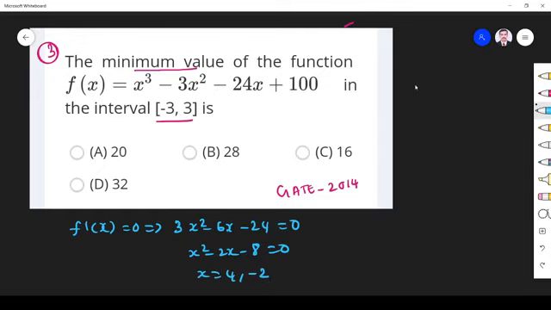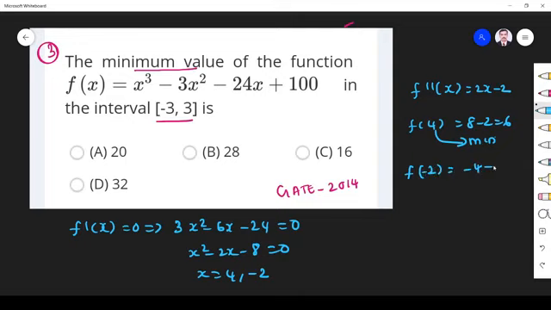Next, we don't know which is giving maximum, so for that we have to find f double dash of x. That will give 2x minus 2. Right? So substitute x is equal to 4, it will give 8 minus 2, 6, greater than 0, positive. So it is minima. So x is equal to 4 gives minima. X is equal to minus 2 we substitute, minus 4 minus 2, minus 6. It is less than 0, so it gives maxima. What is the question? They ask the minimum value. So we can neglect minus 2.